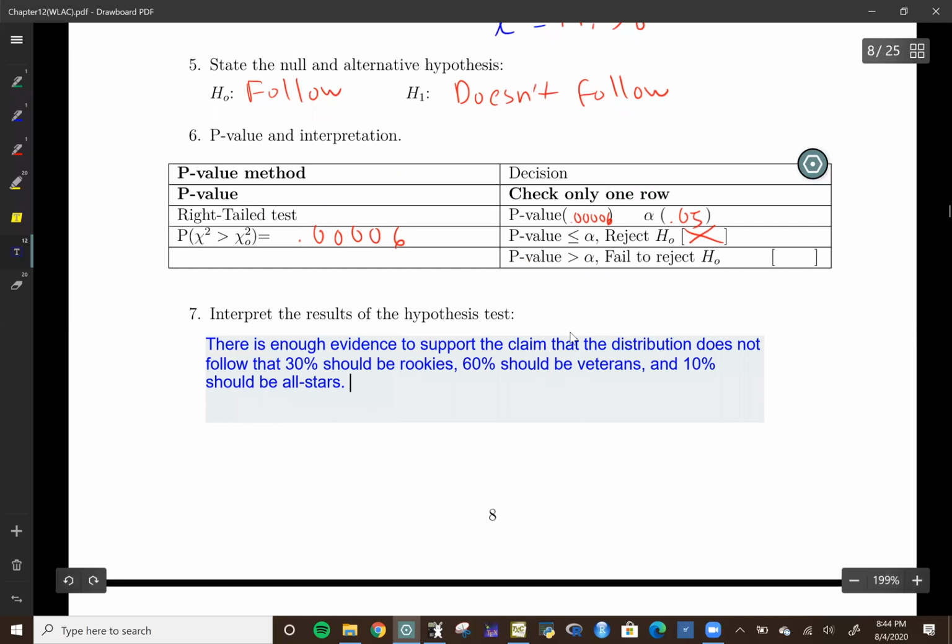So we're saying it doesn't follow this exact model. So we're saying like it doesn't give us something close to 30% rookie, it doesn't give us 60% veteran, and doesn't give us 10% all-star. So we're saying it doesn't follow this model. It follows some other model. But that's it for this one. Any question for the last problem?